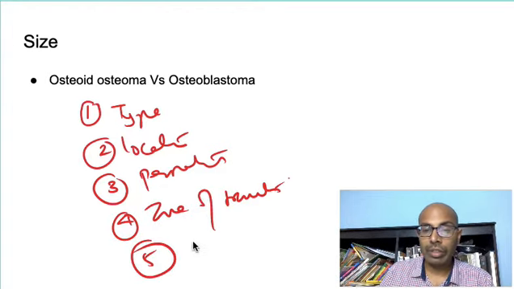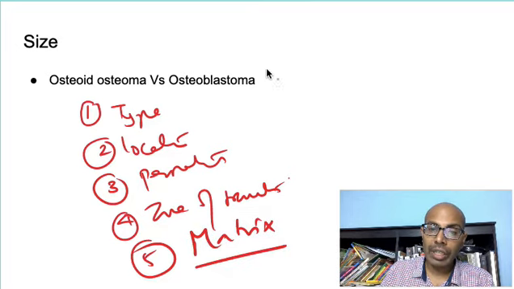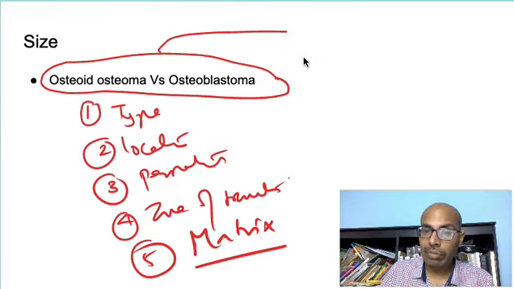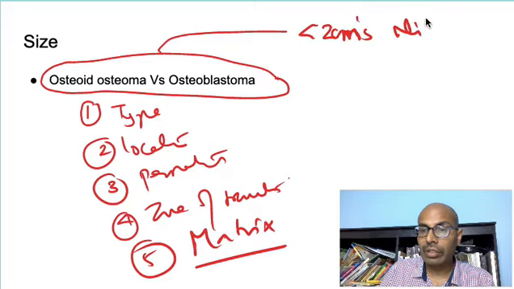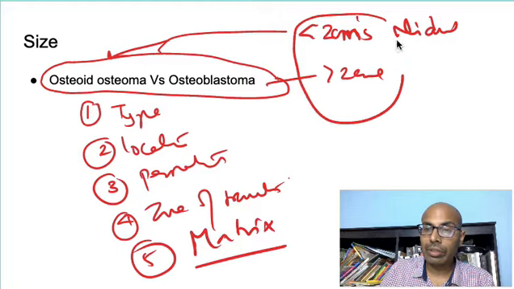The fifth one is the type of matrix produced, whether it is ground glass, osteogenic or chondrogenic. Next, you look at the size. There are some tumors which differ depending upon the size of the tumor. If we have to differentiate between osteoid osteoma and osteoblastoma, they both are histologically the same, but a lesion or a nidus less than 2 centimeters indicates osteoid osteoma. A nidus more than 2 centimeters indicates osteoblastoma. So this is something that depends on the size of the tumor.